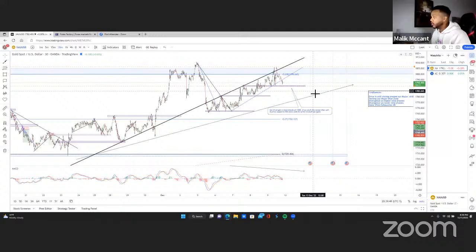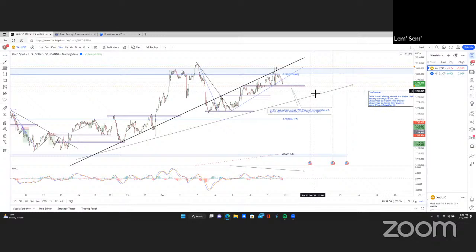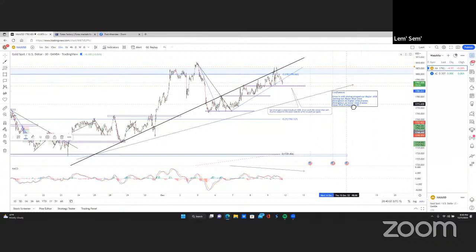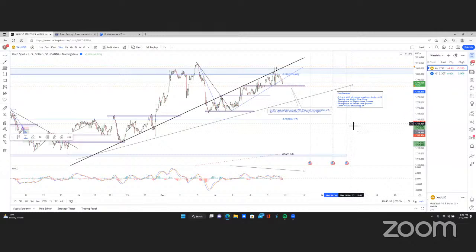Hello? I can hear you. Yeah, my camera's not working, but I do have gold. I think it's on my minor structure. Confluences: price still sitting at negative 61.8, testing a major blue zone, the daily zone. Divergence on higher time frames, divergence on lower time frames, some wick exhaustion on the 4-hour. See if we get a clean break and retest of 1789.